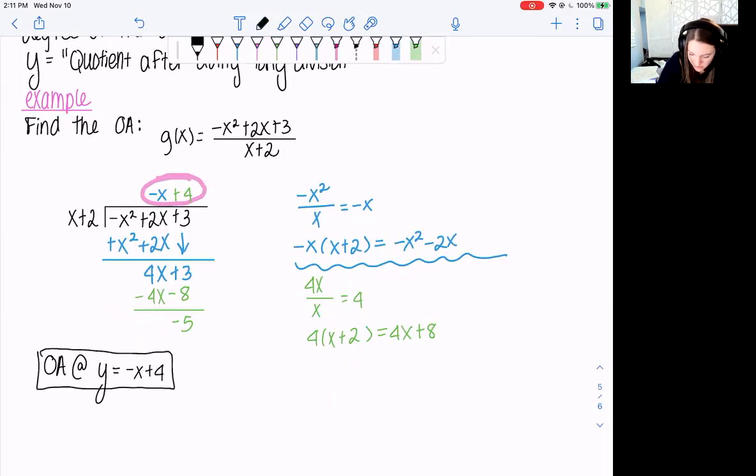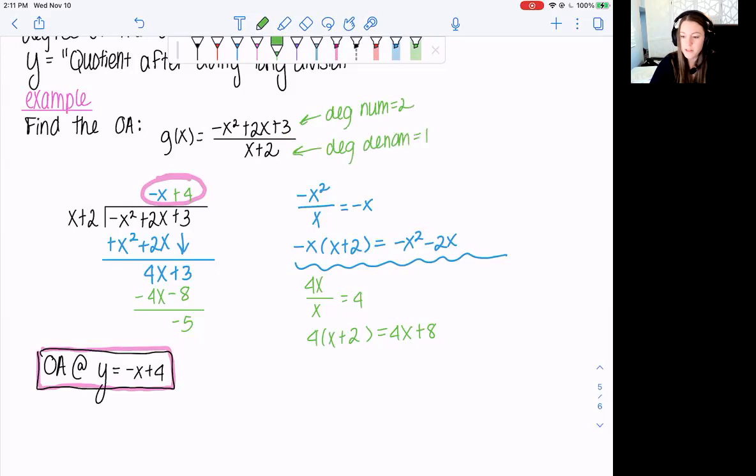And what I probably should have said at the very beginning of this problem is that we know there's an oblique asymptote because the degree of the numerator is exactly one more than the degree of the denominator. So the degree of the numerator was 2, and the degree of the denominator was 1. So the numerator's degree is exactly one more than the degree of the denominator. And that's how you find oblique asymptotes.